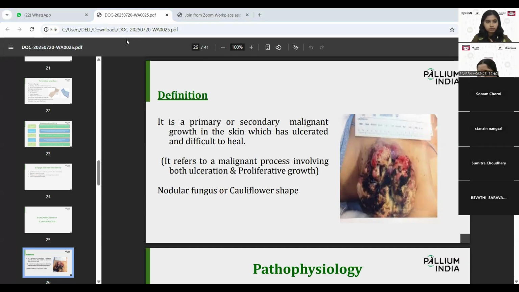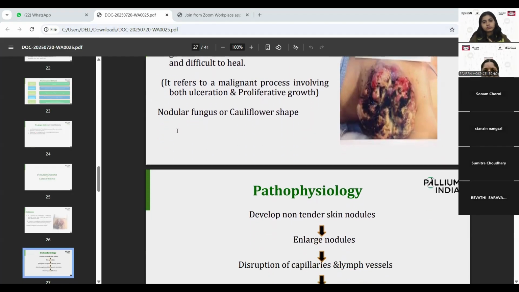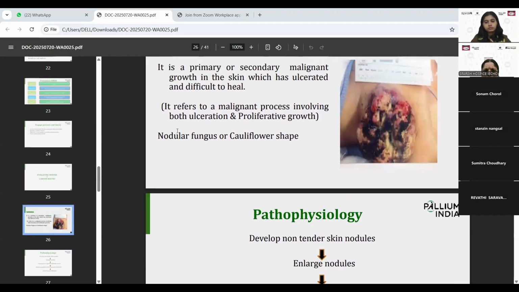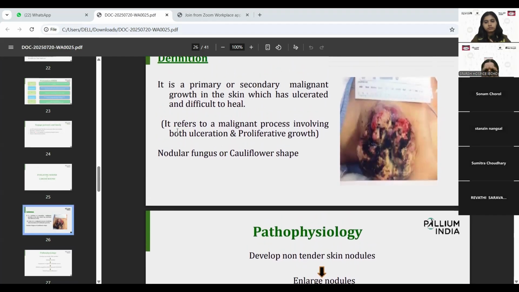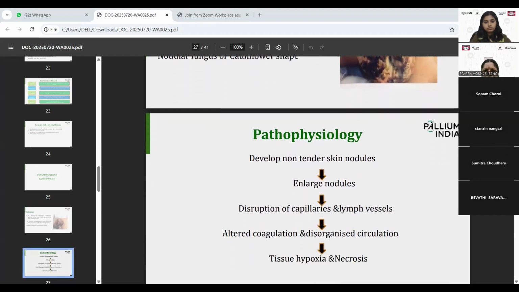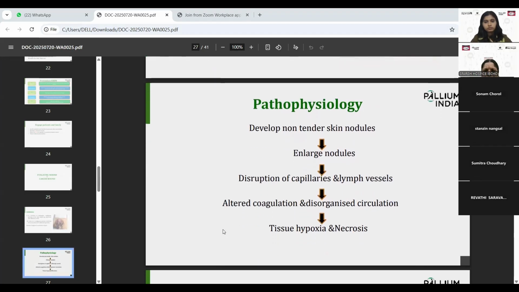Are you here? So, as a malignant tumor grows, it blocks and damages blood and lymph vessels under the skin. Okay, first step is the malignant tumor. When it grows, it blocks and damages blood and lymph vessels under the skin. So nodules will be enlarged. So it will lead to the disruption of capillaries and lymph vessels. That's why it blocks and damages blood and lymph vessels under the skin.